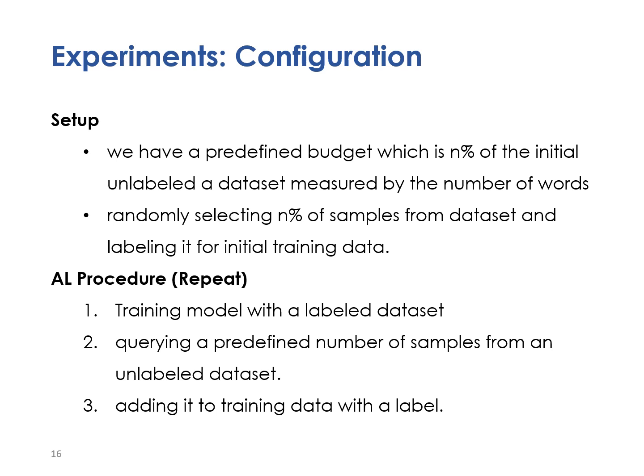As we introduced in the introduction, our experiment repeats the active learning procedure. First, training the model with the labeled dataset. Second is querying a predefined number of samples from the unlabeled dataset. Last one is adding them to the training dataset with labels. This procedure is repeated until we meet our expectations.